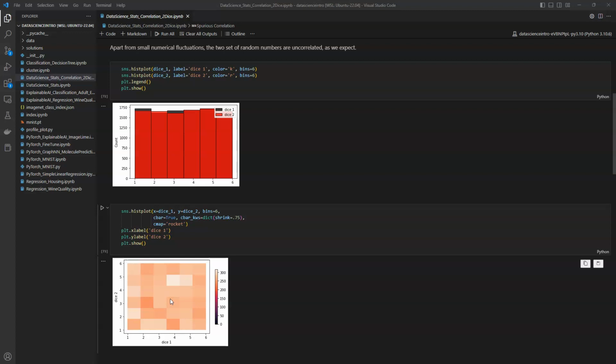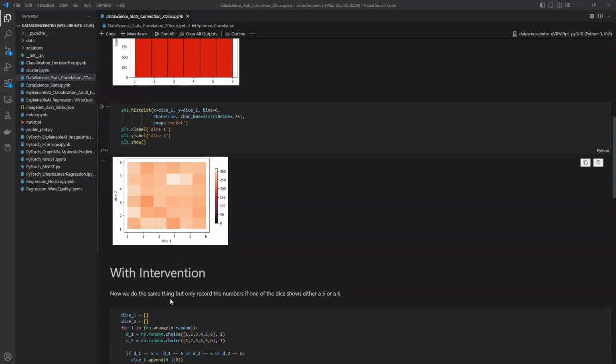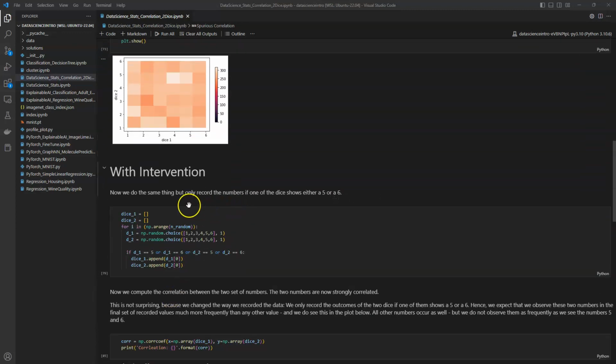But now we modify this a little bit. We do a little intervention. We only record the numbers when one of the dice shows either a 5 or a 6. Of course, this is a stupid thing to do, but it illustrates the point that the way we record the data has great impact on what we observe.